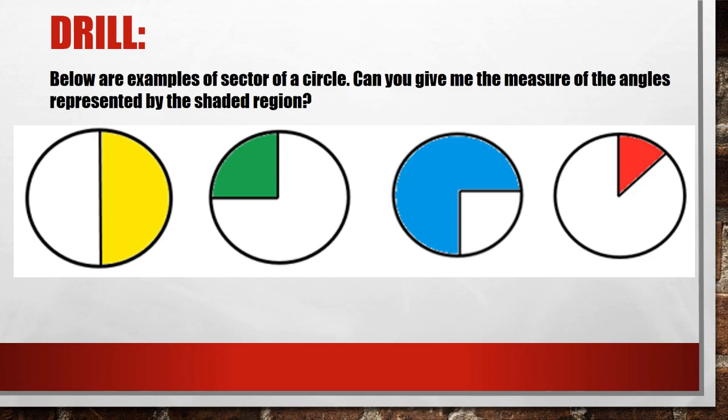Number 1 is 180 degrees. Kasi hinati lang sa dalawa ang circle. So, 360 divided by 2 is 180. Figure 2. So, it's 90 degrees. Kasi, parang hinati siya sa 4, di ba? Kinuha lang yung isang part. So, 360 divided by 4 is 90. Next.